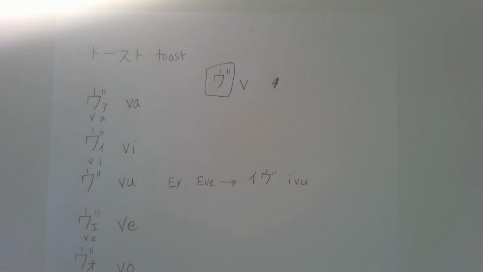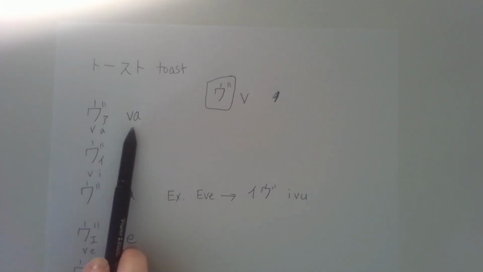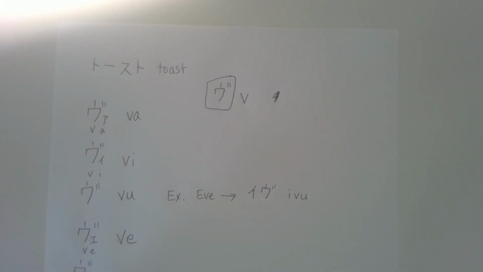An example with va would be the word violin. So it would be said as violin, violin, violin. With vi, let's see, an example would be viola, viola. I guess that's another type of instrument.